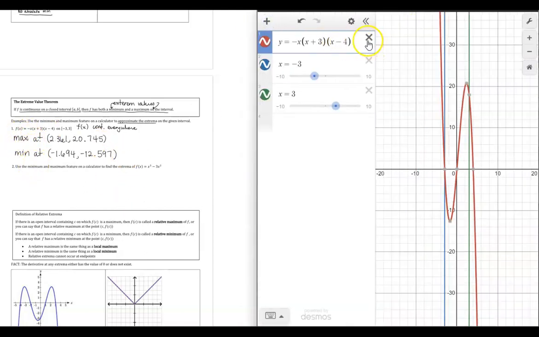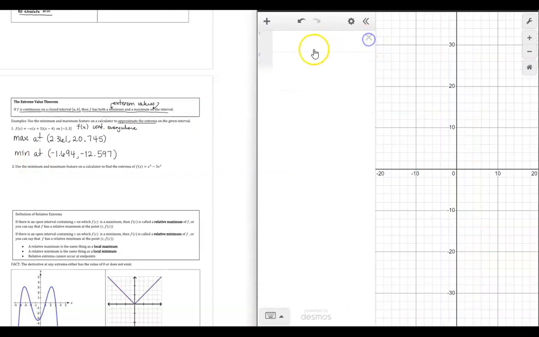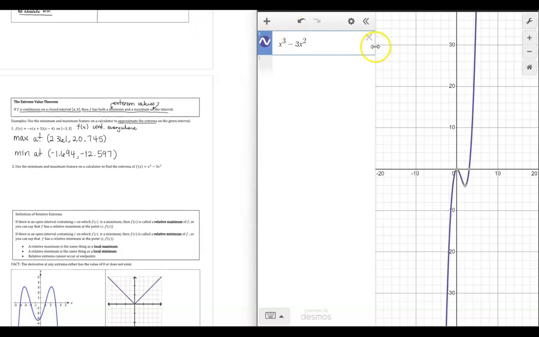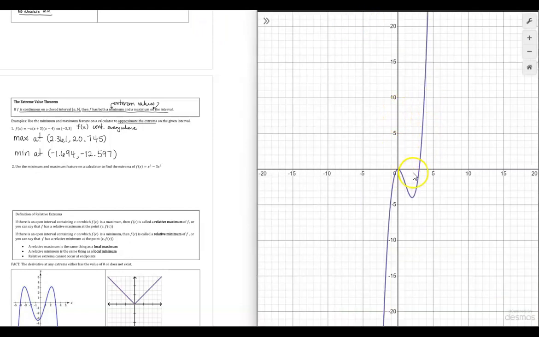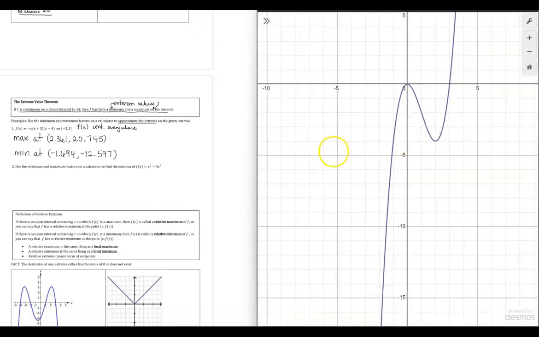I'm now going to do the same thing with this second function, which is f of x is equal to x to the third minus 3x squared. Notice that this function does not give us any intervals, so I don't have to graph any vertical lines. You can see this graph right here. I can see we have a relative maximum. There's a max happening right there at 0, 0. And then there's a relative minimum happening down here at 2, -4.